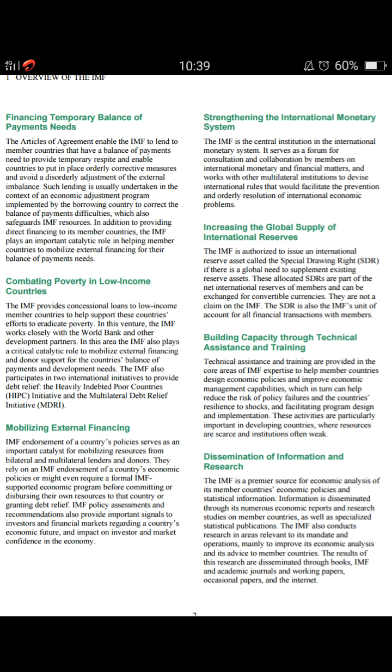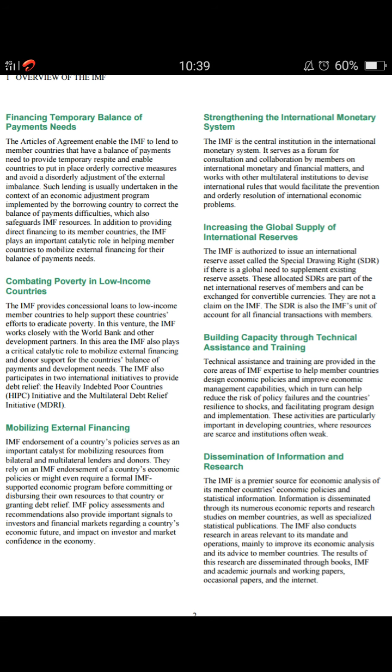The next function is increasing the global supply of international reserves. The IMF is authorized to issue international reserve asset called the special drawing right, in short, which is known as SDR. These SDRs are part of net international reserves of members, which is to be kept with IMF and can be exchanged for convertible currencies.